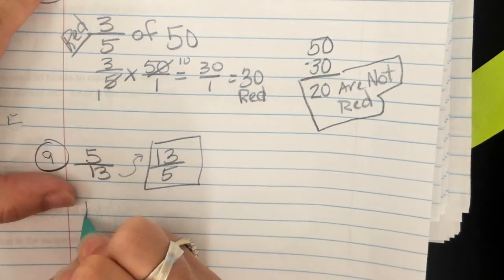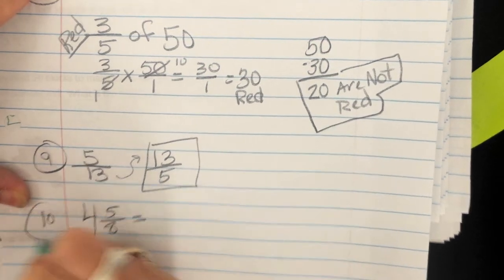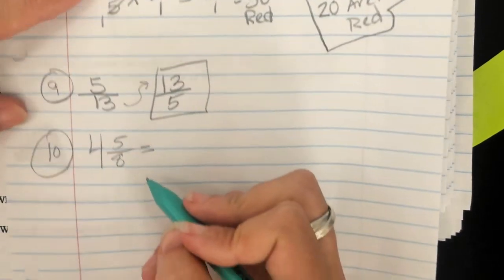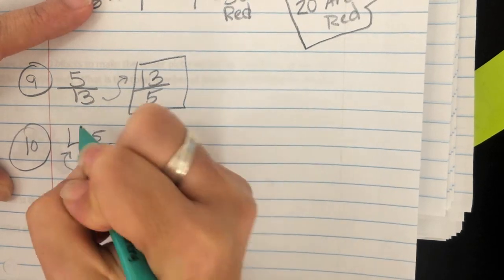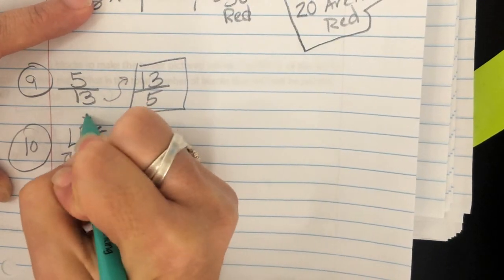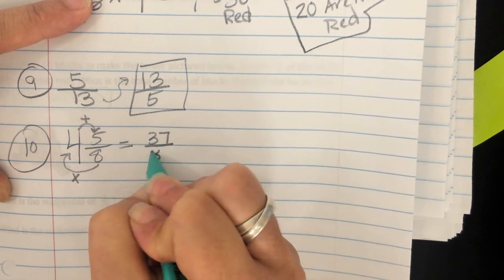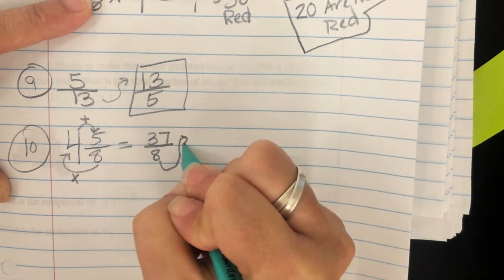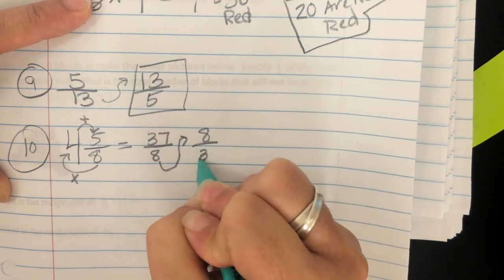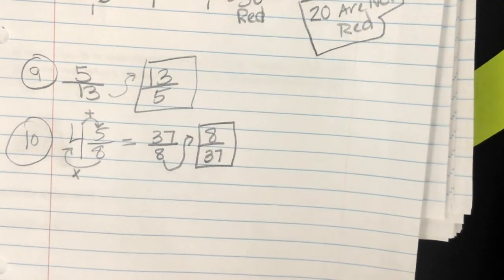Okay, the reciprocal of 4 5/8 on number 10. First, you do have to change it to improper. 8 times 4 is 32, plus 5, 37/8. Okay, that is what it equals improper. Now, reciprocal means flip it over, 8/37. That is your reciprocal.